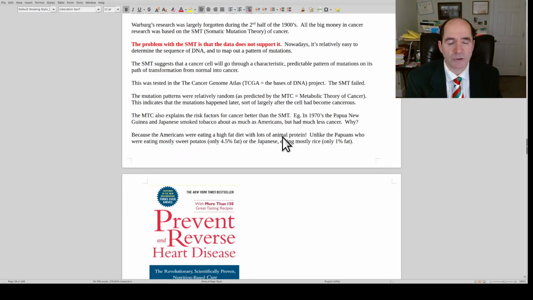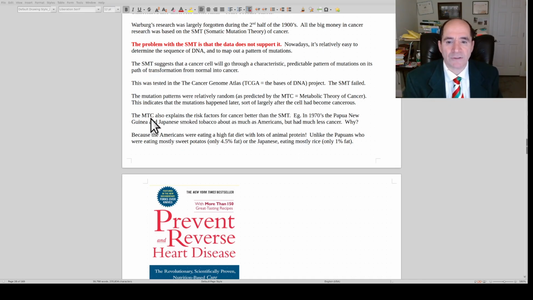Here I just want to show you the words if you want to see the words. The Cancer Genome Atlas Project, and it's a little bit of a joke, a little bit of an acronym, because those are like the base pairs in DNA: thymine, cytosine, guanine, and adenosine. Okay, the somatic mutation theory failed. They couldn't show consistent patterns.